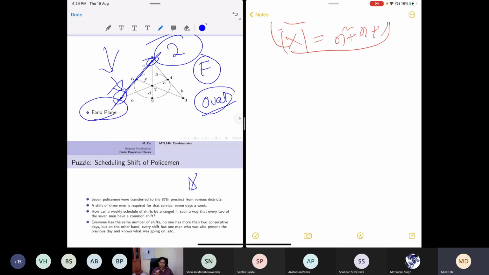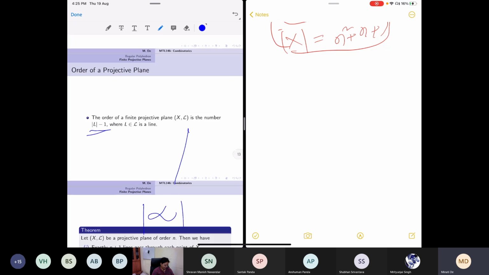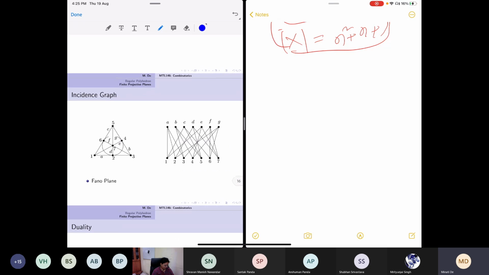If in the dual a point is becoming a line, how can it be a line? You should define it properly, right? So what I am saying is that the lines passing through the point in the original plane, consider those as the elements in that line. Do you understand what I'm talking about? If not, it will be more clear once we learn the incidence graph.